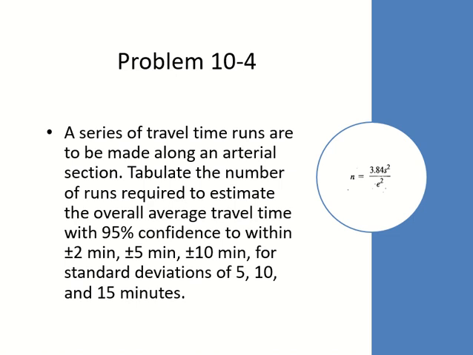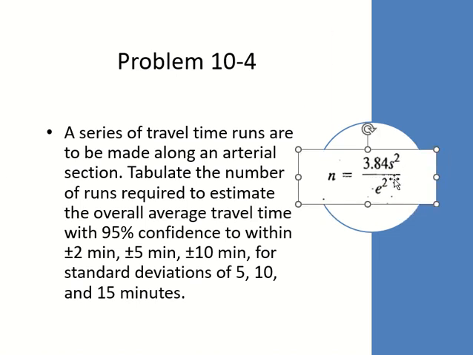Now the equation which you see on the slide is the same equation which we have used for 95% confidence for spot speed data. We did a small derivation there. But n is the value we want, number of observations, number of runs. What is s? The standard deviation. What is e? Tolerance, acceptable error.